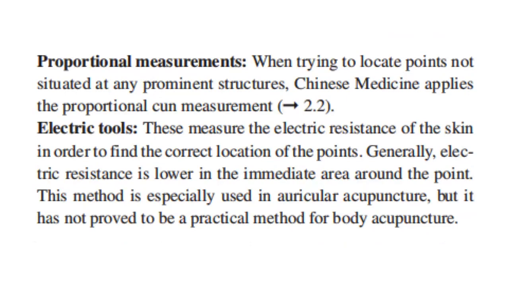Fourth approach, using proportional measurements. When trying to locate points not situated at any prominent structure, Chinese medicine applies the proportional tune measurements. Fifth approach, using electric tools. These measure the electric resistance of the skin in order to find the correct location of the points. Generally, electric resistance is lower in the immediate area around the point. This method is especially used in auricular acupuncture, but it has not proved to be a practical method for body acupuncture.